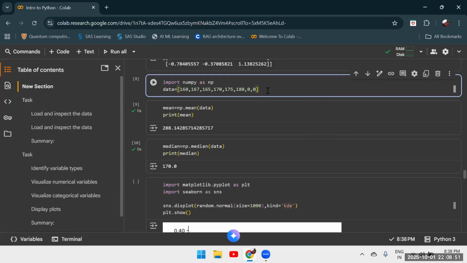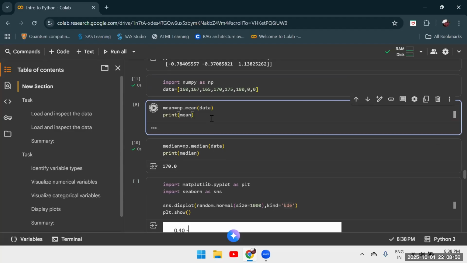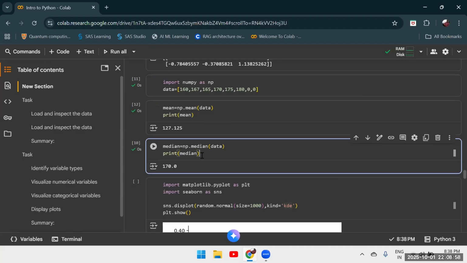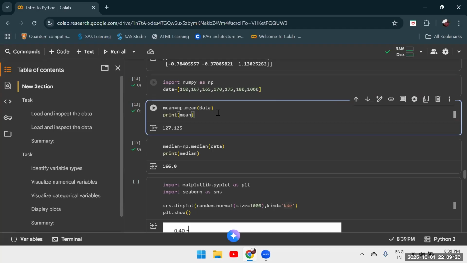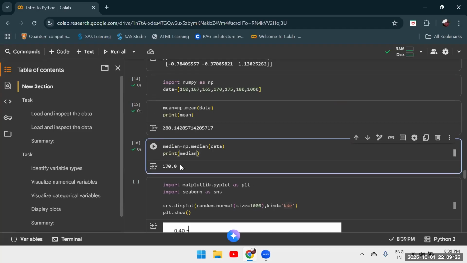Now I'm adding some outliers. Let's see the mean value and the median value. You see, the median value is not affected much by the outliers. Assume I'm adding 1000. Now you see my mean value shot up to 288, but my median remains the same.